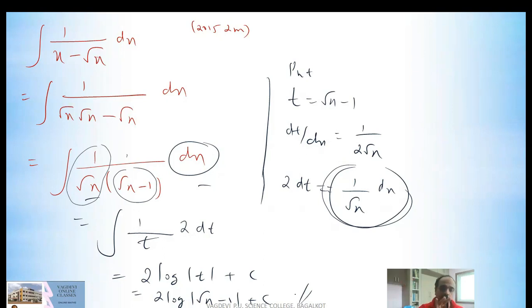Function and its derivative. Take the function as t. Derivative into dx is equal to 2 dt. Integration by simplification is applicable when you can easily reduce by using any trigonometric identity or algebraic identity. But whenever there is a function and its derivative, and it's not so easily simplified, then substitution is the best way.